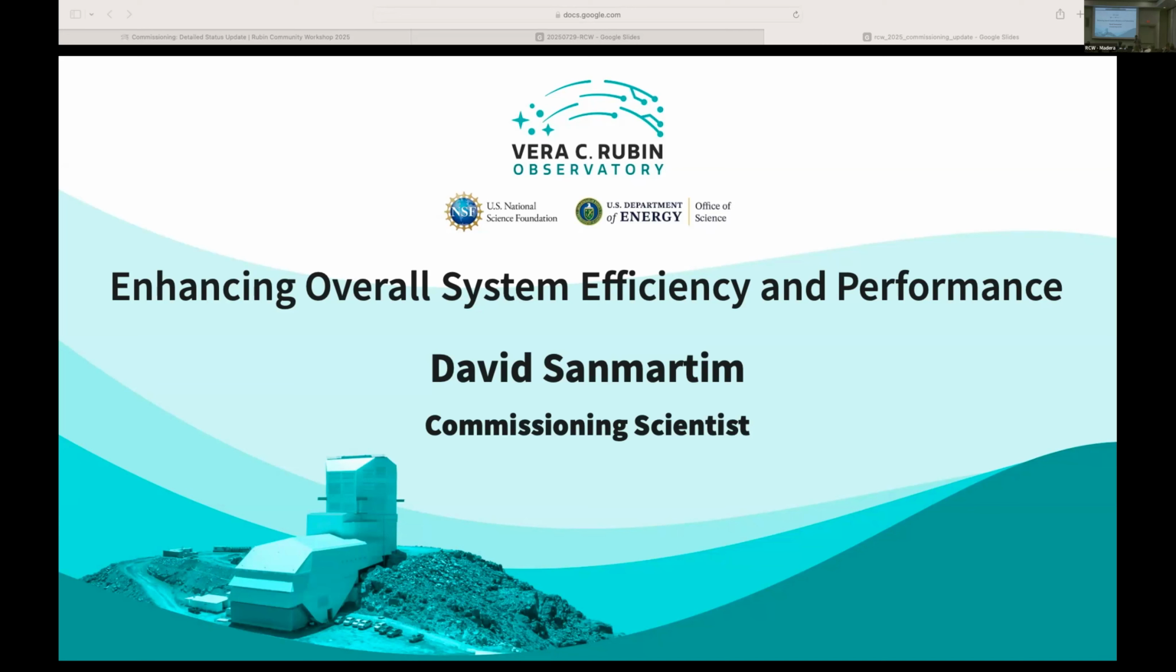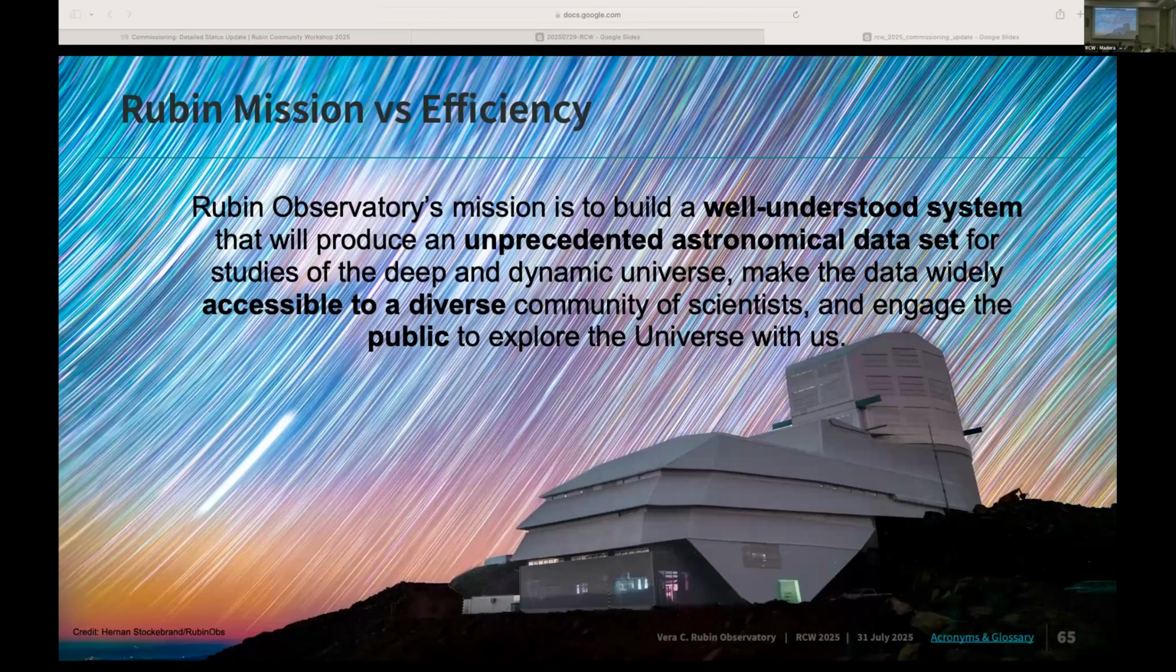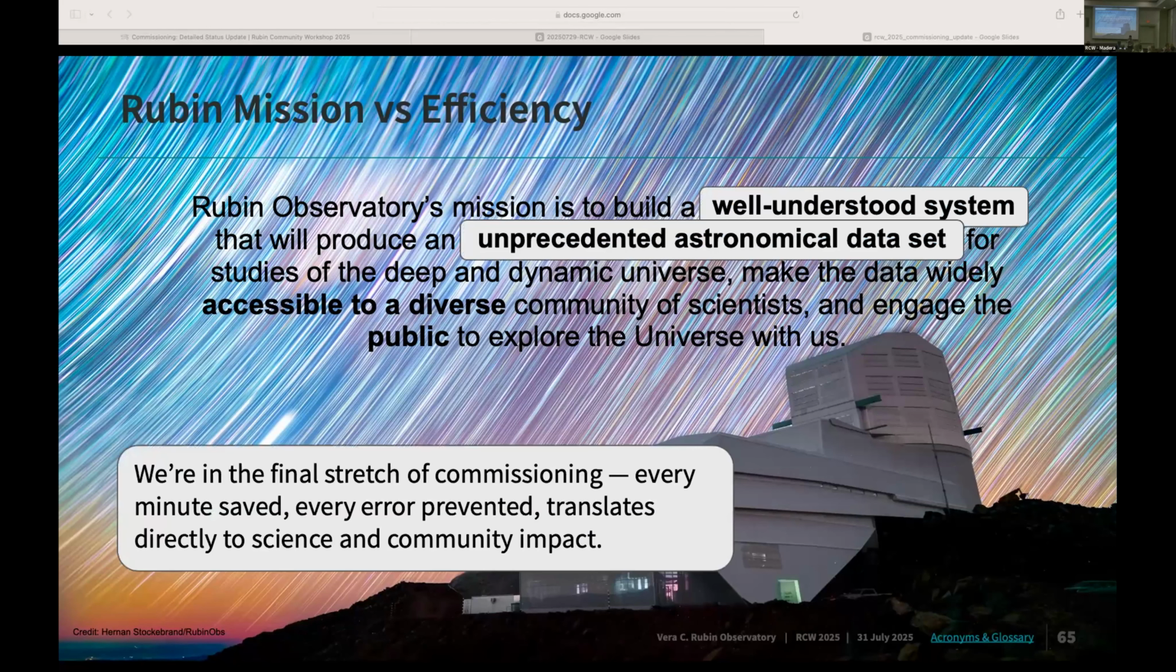So we can keep acquiring our data. I always like to read again the Rubin mission statement because I find it's very beautifully written. It's also super powerful, and I also like to remind myself that my main job is to make sure that we understand well the system that will allow us to obtain all this amount of data that we are planning to do.